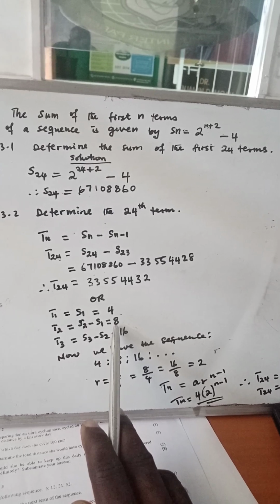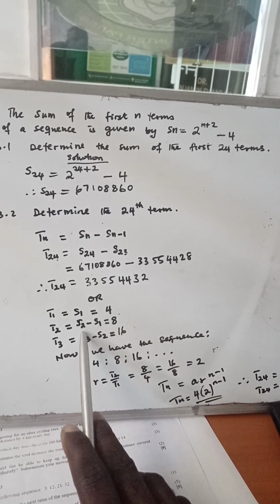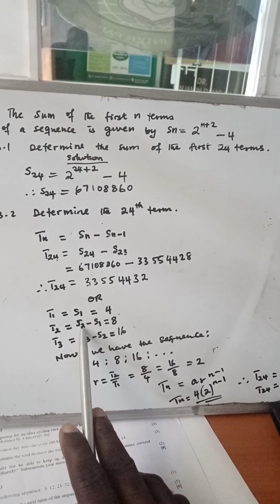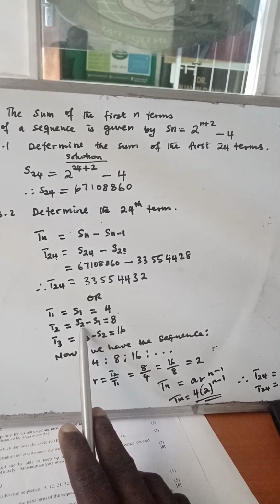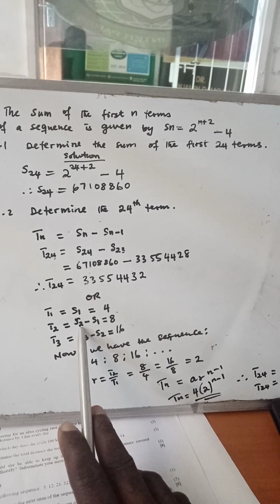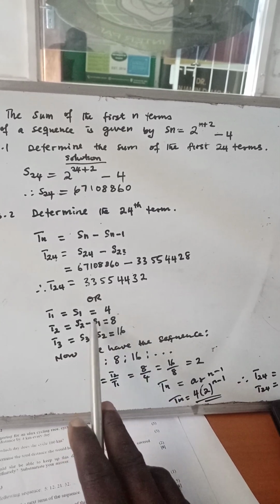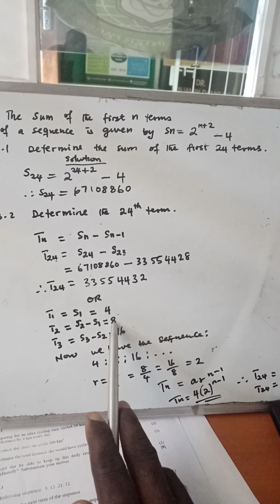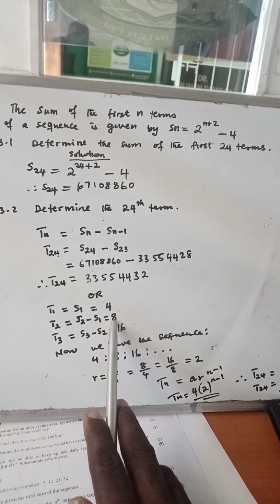I hope you understand that. My S2 was 12, not 16. It was 16 minus 4, so it gave me 12. So 12 minus the S1, which is 4, gives me this 8. So take note of that.